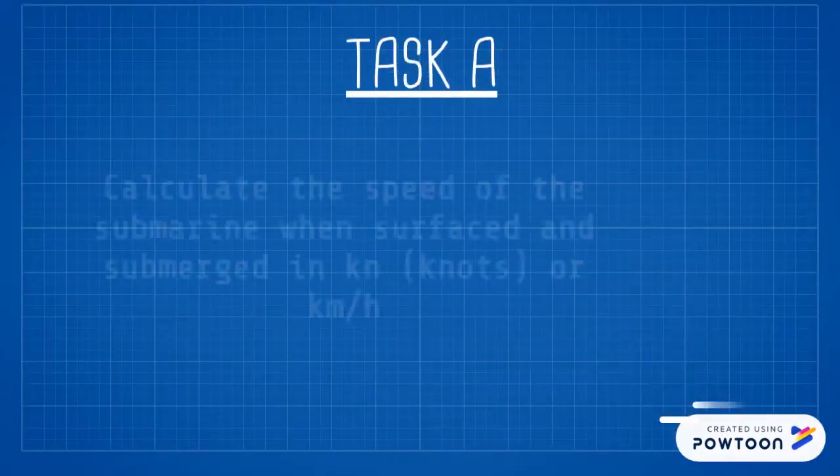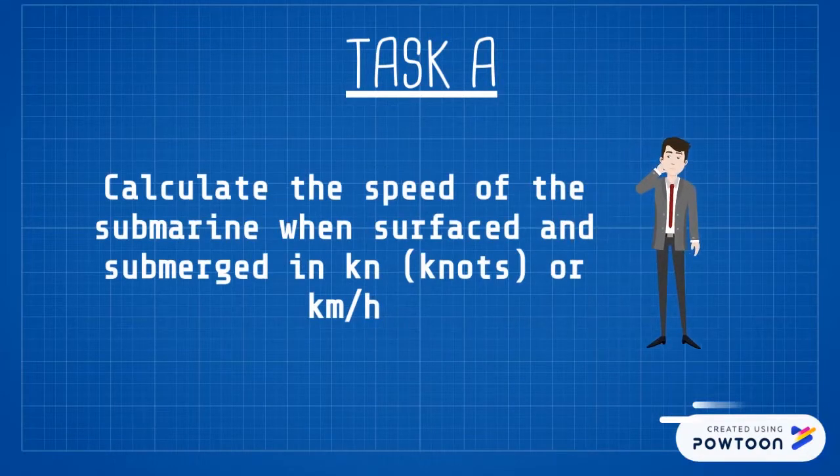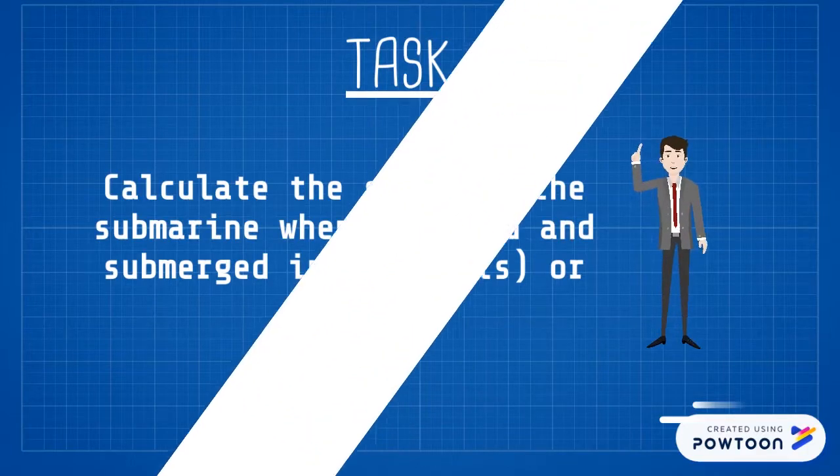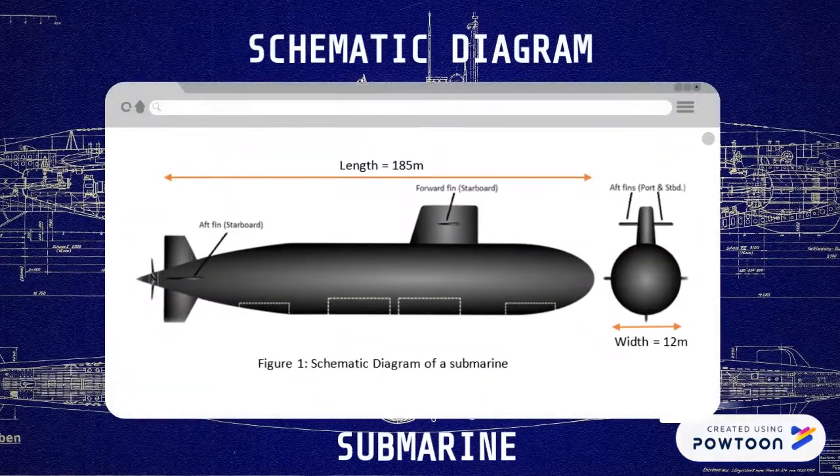Task A. Calculate the speed of the submarine when surfaced and submerged in knots or kilometer per hour. This is the schematic diagram of the submarine design.